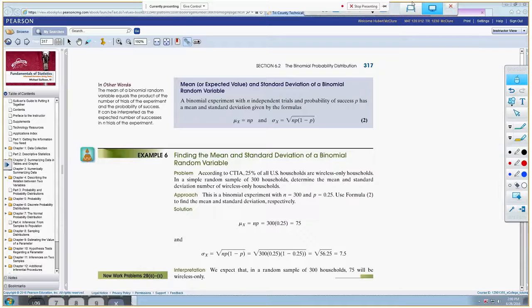Well, what is the standard deviation? The standard deviation is going to be the square root of npq. Well, what is q? q is the complement of p.